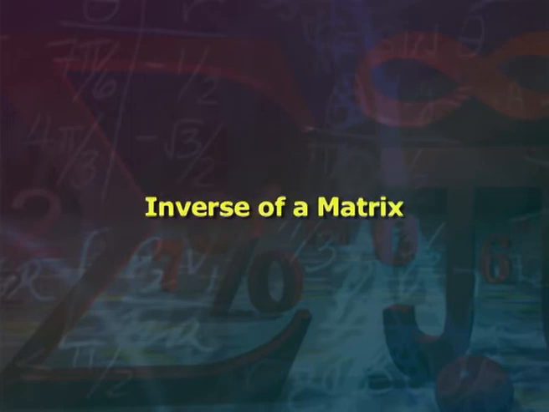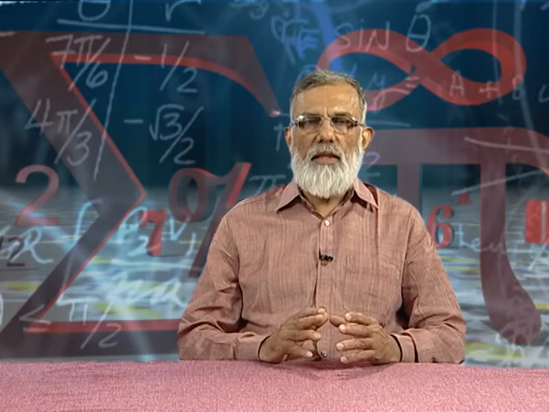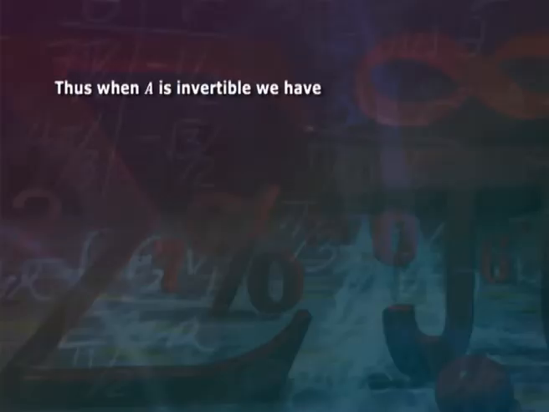Now, we will look at the inverse of a matrix. Inverse of an n by n square matrix A is another square matrix B such that AB is equal to BA is equal to I. It is not necessary that such a matrix B exists. If it exists, it is denoted by A inverse, and in this case we say that matrix A is invertible. Thus, when A is invertible, we have A A inverse equal to A inverse A equal to I.